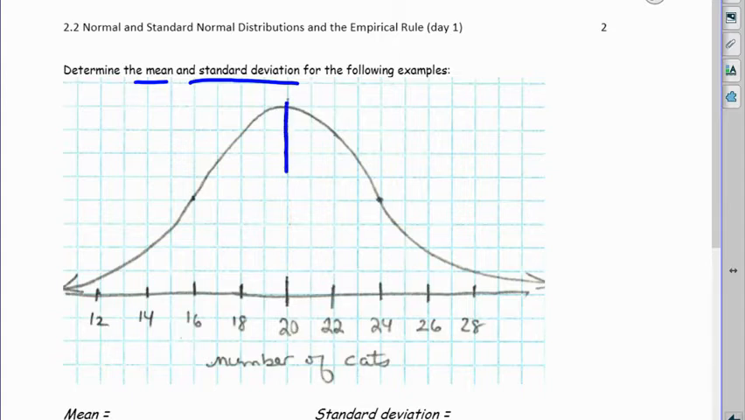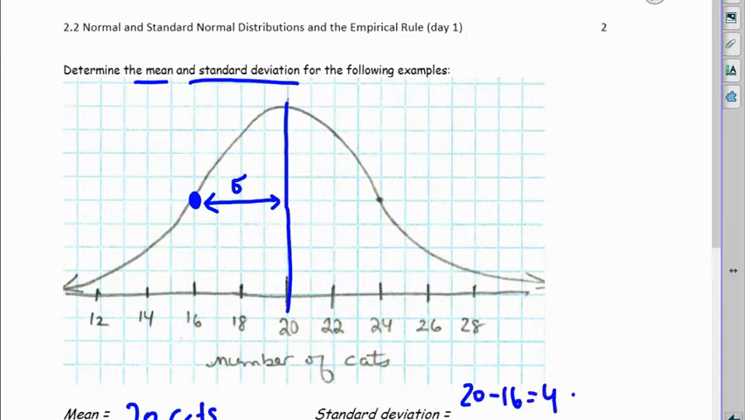So the mean will be in the middle. So my mean is 20 cats. My standard deviation, let's see if we can find the point of inflection. I see that looks like it to me. So the standard deviation will be the distance from the 20 to the 16. So my standard deviation will be 20 minus 16, which is 4 cats. Remember, standard deviation has the same units as the mean.